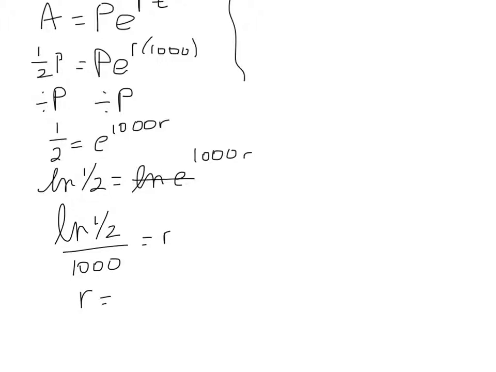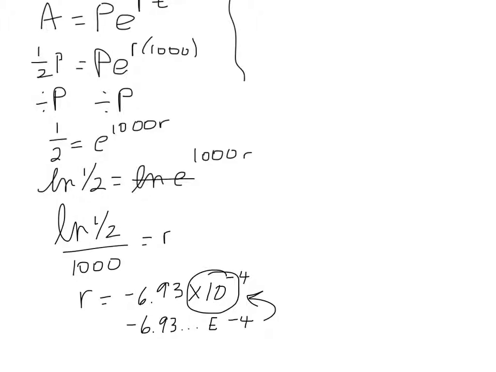Now I would find that on my calculator. So natural log of 1/2 divided by 1,000, and you get negative 6.93, and it's in scientific notation, so times 10 raised to the negative 4. That's what that e thing means on your calculator. So mine says 6.93 blah blah blah, and then it has e negative 4. What that really means is times 10 raised to the negative 4. Okay, so that's my rate.